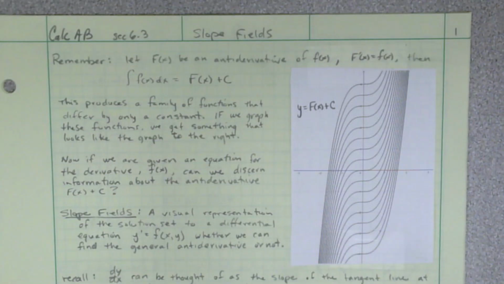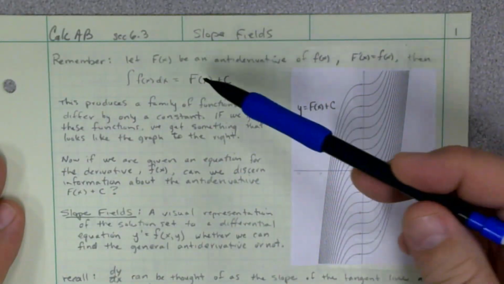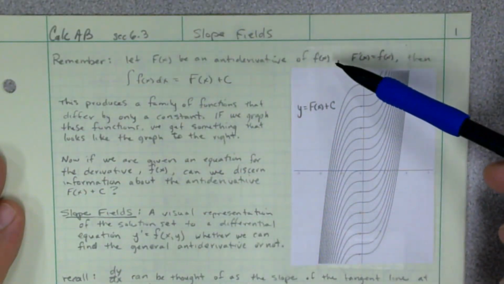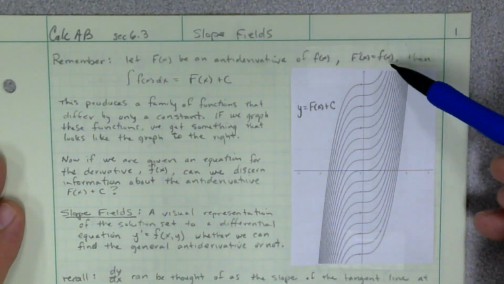Okay, in this video we're going to be looking at slope fields. A couple things to keep in mind and remember from what we did previously. Let capital F of x be an antiderivative of small f of x. Then F prime equals f of x.